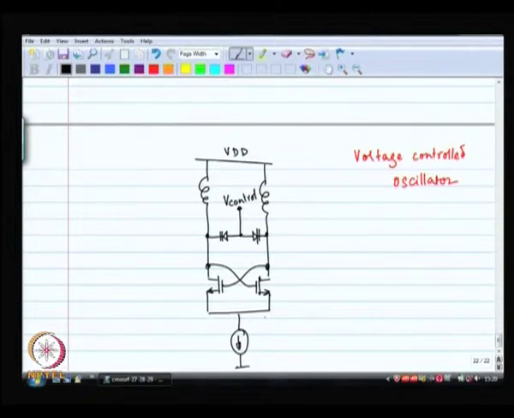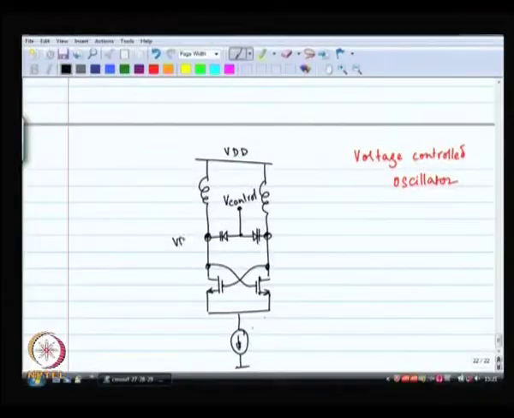First, we understand that at DC, the voltage at these two nodes is VDD. What that also means is that even if these two voltages are varying, the average voltage at these two nodes is VDD. If you look at the average over time, the value is exactly equal to VDD because of the inductor.